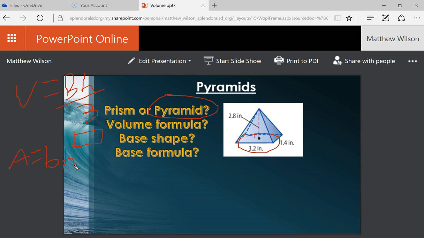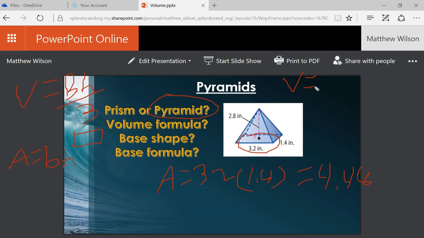So now I just do area equals 3.2 times 1.4, and that equals 4.48. So that's what I'm going to plug into my capital B, my volume formula.